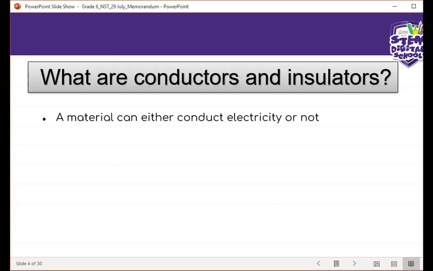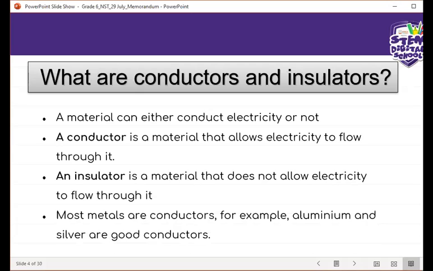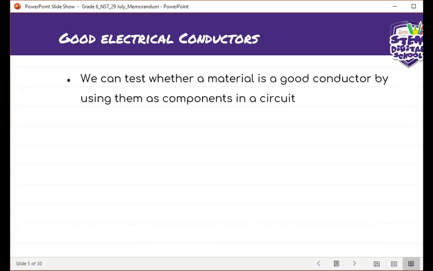Awesome. So this slide, we did go through it again. It says a material can either conduct electricity or not. A conductor is a material that allows electricity to flow through it. An insulator is a material that does not allow electricity to flow through it. And then most metals are conductors. For example, aluminium and silver are good conductors. To test whether a material is a good conductor, we can use it as a component in a circuit, so we'd use it as our conducting wire.